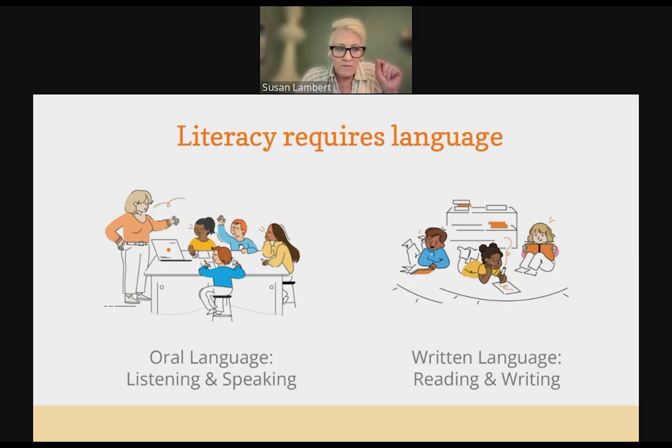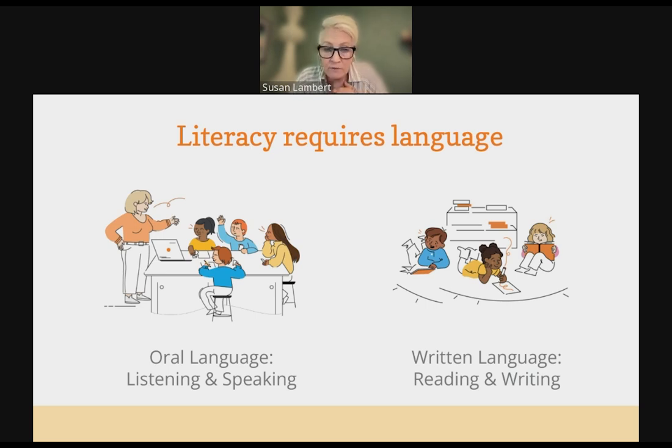So, like many of you said, literacy requires language, and oral language, or listening and speaking, is really important as we're then using that to leverage written language, reading and writing. Now, what I want to say is this isn't just early in the learning process for reading and writing. Leveraging oral language is often an important element of helping translate or transition into written language.